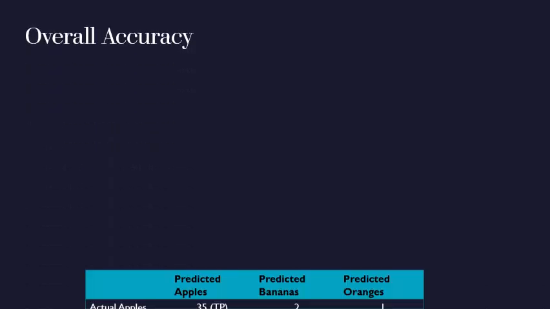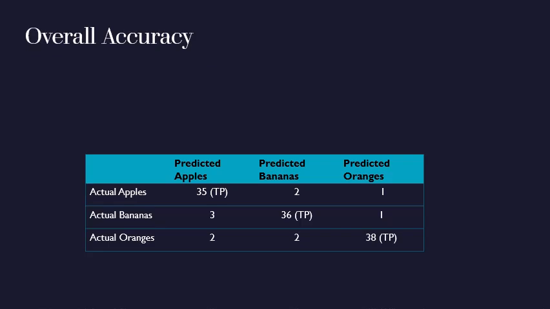Now we are going to evaluate the performance of our 3 by 3 classification model. So first, let's get the overall accuracy of the model. So let's proceed with our confusion matrix first, and then the overall accuracy formula is the true positives from the apples, bananas, and oranges classes divided by the total number of instances.